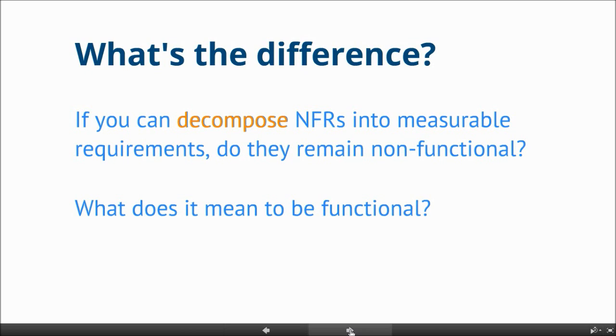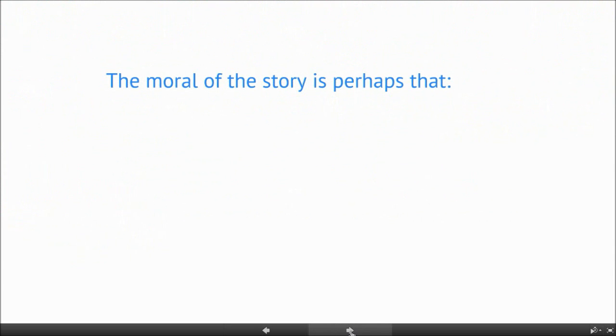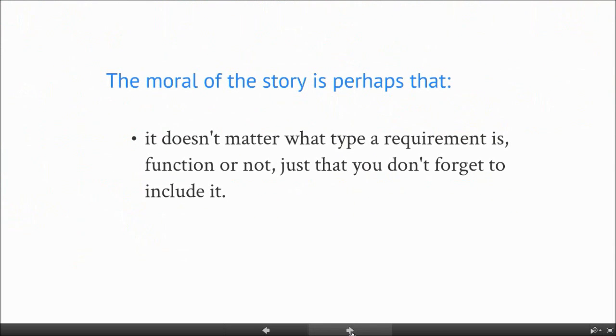It is philosophical. And what I like about this book is that the author kind of keeps this in mind. He's a good agilist, as I would say. On page 141, he breaks it down. He says, really, the moral of the story is perhaps that it doesn't matter what type the requirement is, whether it's functional or not, just that you don't forget to include it.